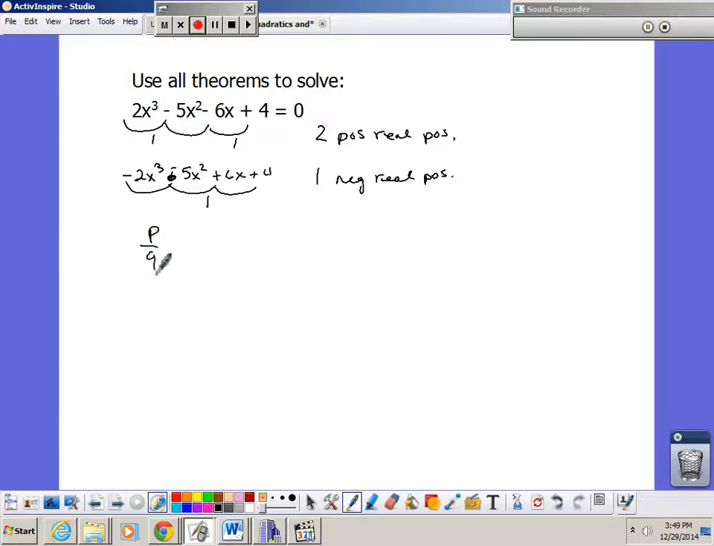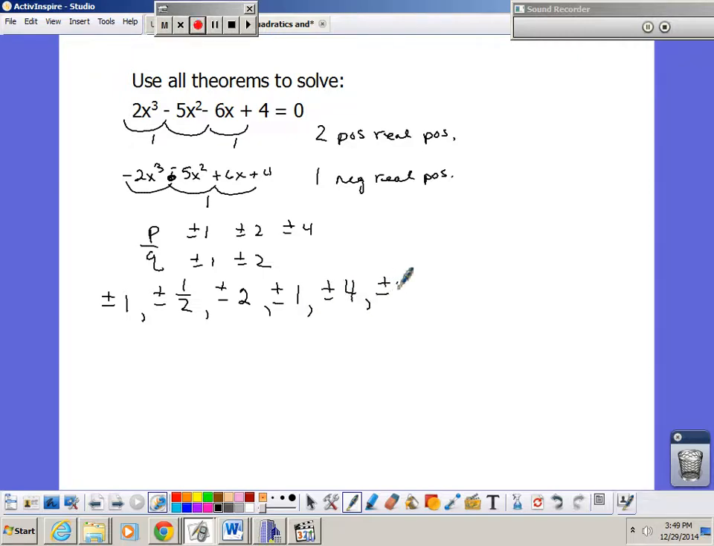Let's do our P over Q. Plus or minus 1, plus or minus 2, plus or minus 4. And we have plus or minus 1 and plus or minus 2. So we have plus or minus 1 over 1, plus or minus 1 over 2, plus or minus 2 over 1, plus or minus 2 over 2, plus or minus 4 over 1, and plus or minus 4 over 2. This and this are the same, and this and this are the same. So we got 2, 4, 6, 8 things we have to check.